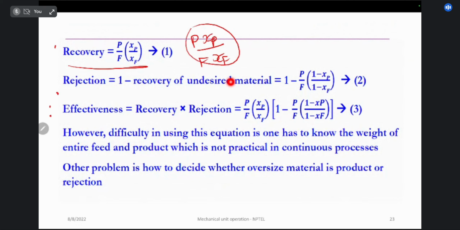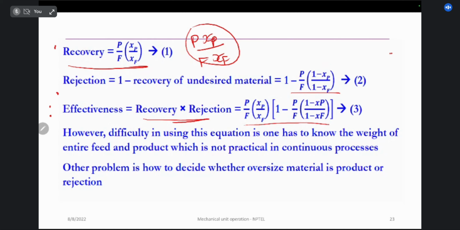If you talk about the rejection, then 1 minus this whole equation, you can do the calculation and get that, because this is a simple mass balance. So total mass fraction is always 1. If you want to find the rejection, then 1 minus the recovery is known as the rejection. Then effectiveness is the recovery and rejection. If you use this equation, you will find the effectiveness of the screen.